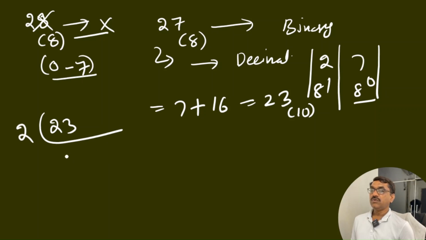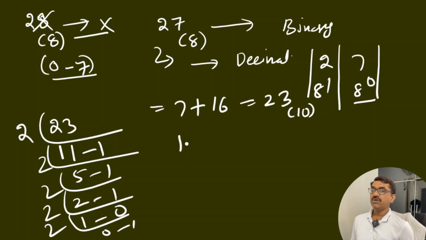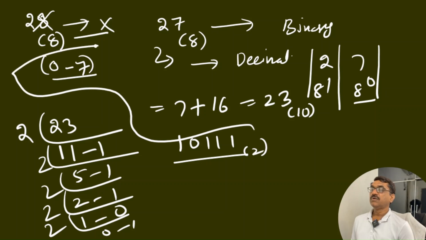Divide by 2: 2 ones are 2, the remainder is 1. 2 fives are 10, the remainder is 1. 2 twos are 4, the remainder is 1. 2 ones are 2, the remainder is 0, and then 0 and 1. So here we get 10111. This is the binary equivalent of the number 27.